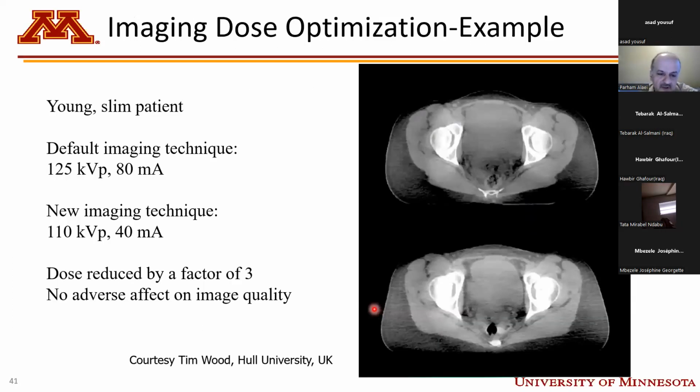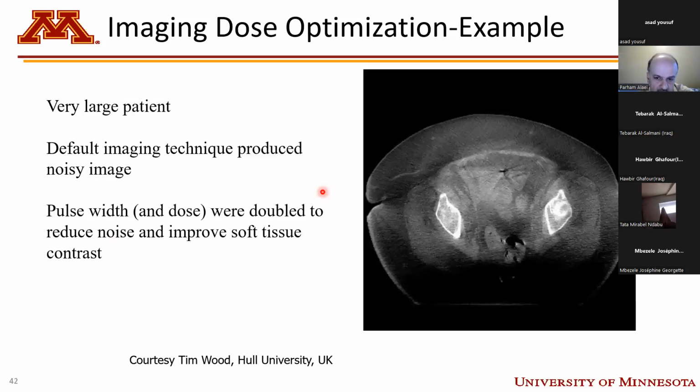A couple of examples from a colleague from Team Wood at UK. And this was actually a patient. They had this young, slim patient. The default imaging technique is the one on the top that they used. And then they changed the imaging technique. I think they did it two or three times, and they brought it down to 110 kVp, 40 mA. So they reduced the dose by a factor of 3, but the image quality was adequate for the purpose. So in this case, it's an actual patient, and the dose reduction was justified.